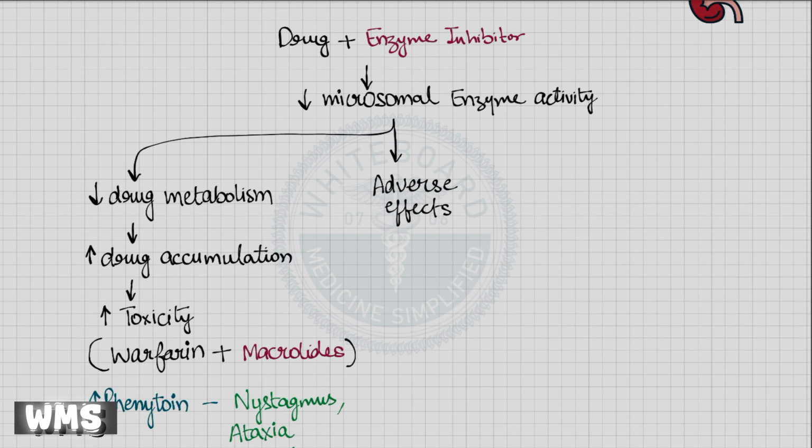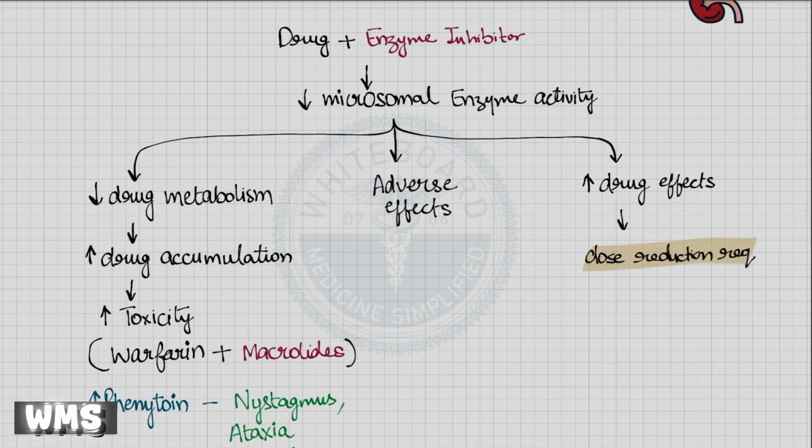Unlike enzyme induction, inhibition usually occurs rapidly, often within a few days, because it involves blocking existing enzymes rather than making new ones. Another important consequence is that drug effects become stronger and longer lasting, so dose reduction may be required to avoid toxicity. This is a very important table.